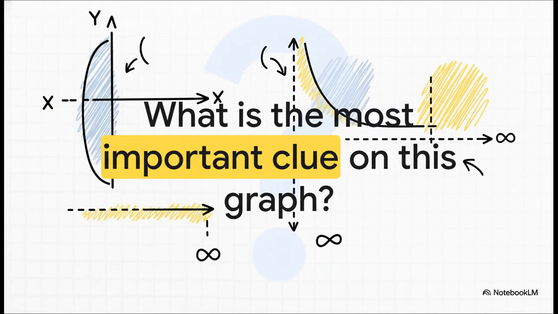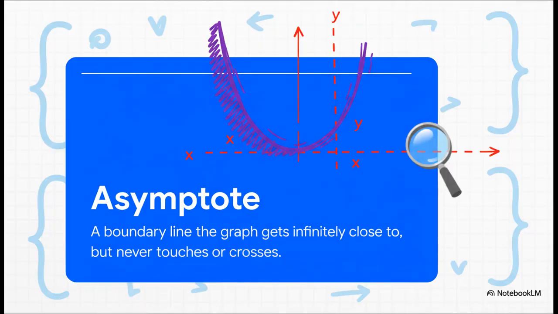Take a really close look. There's one specific thing on this graph that's practically screaming, "Hey, I'm a boundary." Do you see it? Yep, it's that vertical dotted line. That is our single most important clue for finding the domain. Now, that dotted line has a special name. It's a vertical asymptote. The best way to think about it is like an invisible electric fence.